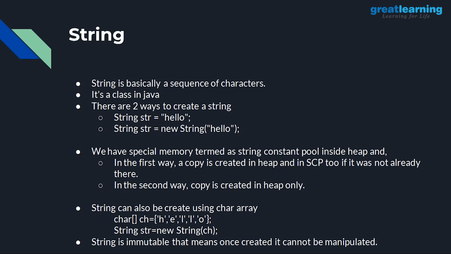But in the second way, the copy is always created in the heap only. So if I create str = new String("hello") with the help of the new keyword, a copy will be created only in the heap. So this is the only difference between these two ways, okay? In the first way, when we don't use the new keyword, a copy will be created in the heap as well as in the SCP if it's not present in the string constant pool. In the second way, it will always be created in the heap only.